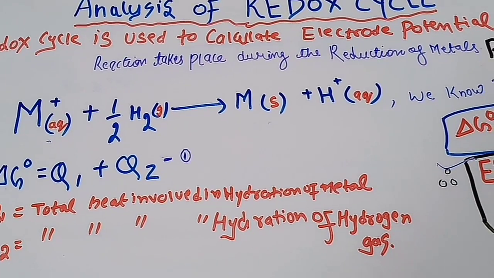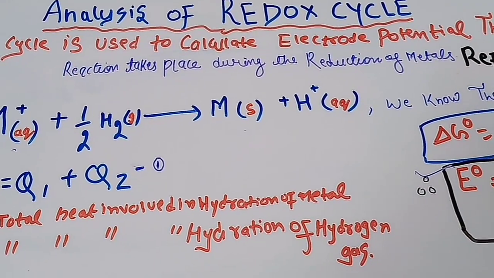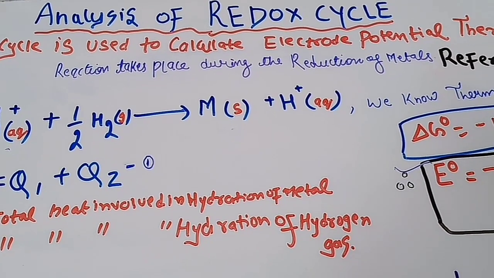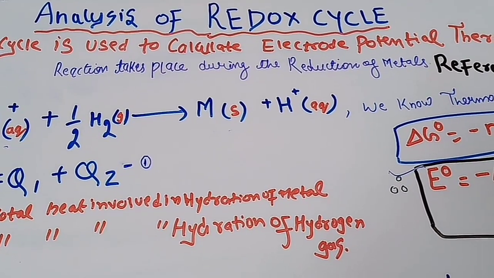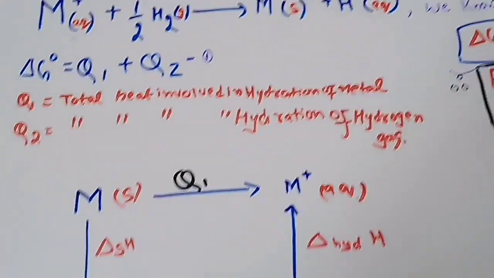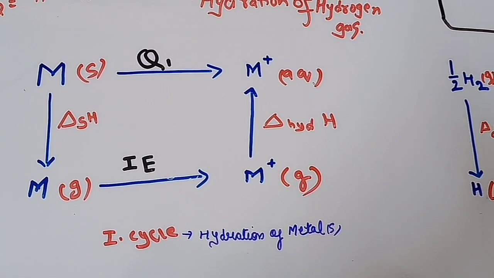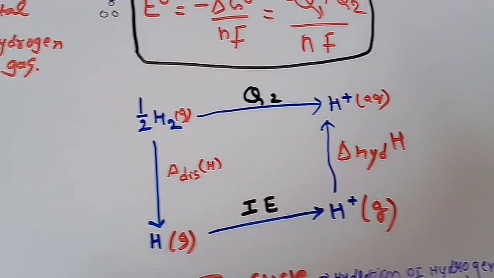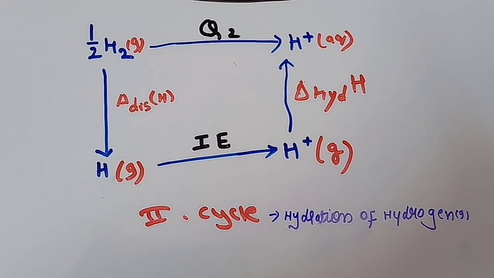Now we will start today's topic, that is the analysis of the redox cycle. I will explain this topic with the help of these two cycles. The first cycle, you can see, is for the hydration of the metal, and the second, you can see, is for the hydration of the hydrogen gas.